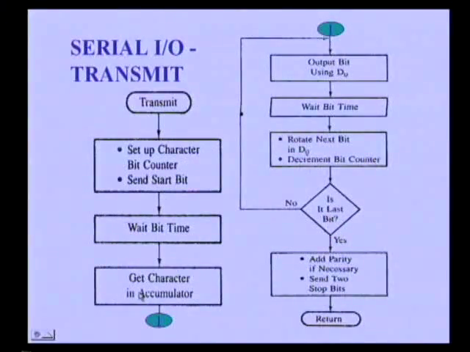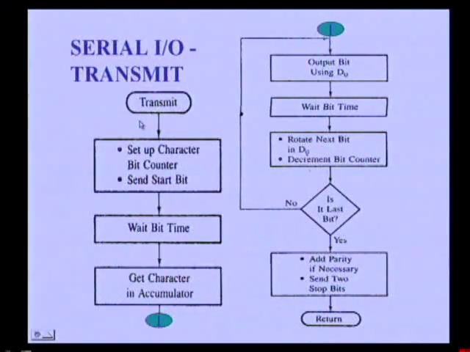Next, let us see this flow chart which explains how data transfer happens by using the serial I/O method. Here during transmission, first set up the character bit counter, that is, how many bits we have to transfer, that count is stored in this register. Then send the start bit, that is the 0 bit, then wait bit time. After waiting for bit time, get the character in the accumulator, this is the actual character to be transmitted, that is brought into the accumulator.